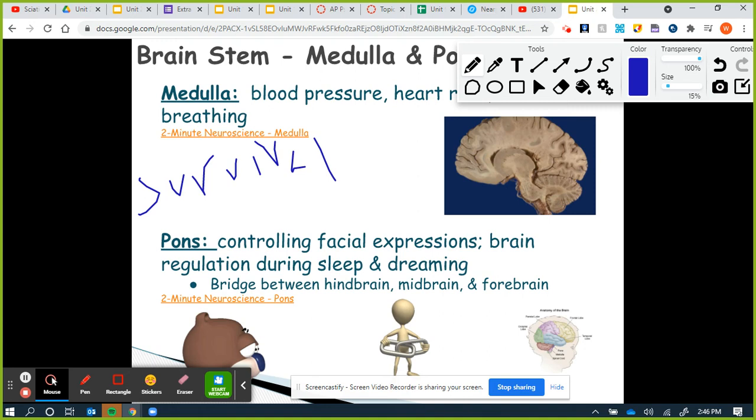Probably not going to be able to with the medulla. Way to remember that is Medusa. If you look at Medusa, it turns you to stone and kills you. If you damage the medulla, it'll kill you. So it's basic functions.